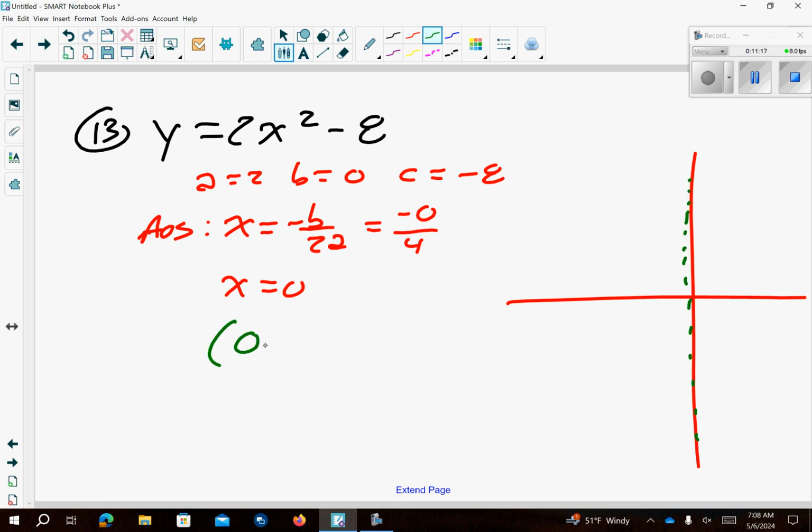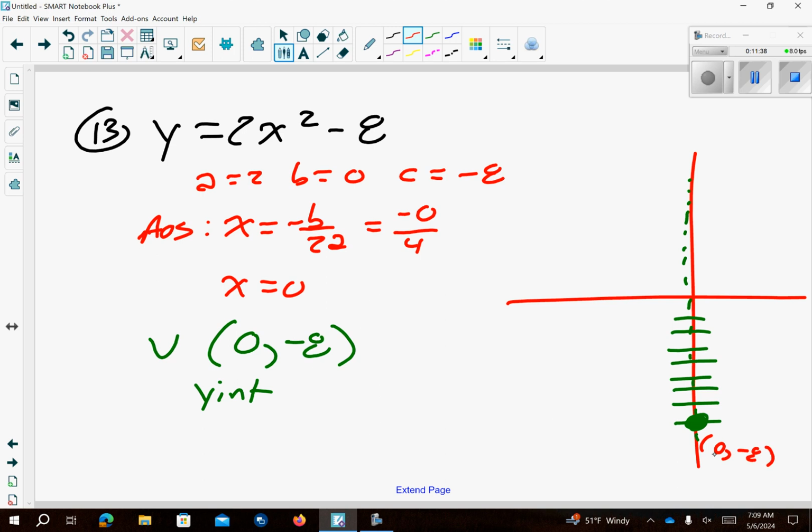My vertex is going to be 0, comma something. Plug 0 in. 0 squared is 0. 0 times 2 is 0. 0 minus 8 is negative 8. 1, 2, 3, 4, 5, 6, 7, negative 8. This is also my y-intercept. So 0, negative 8 is down here. Let's go ahead and pattern graph.